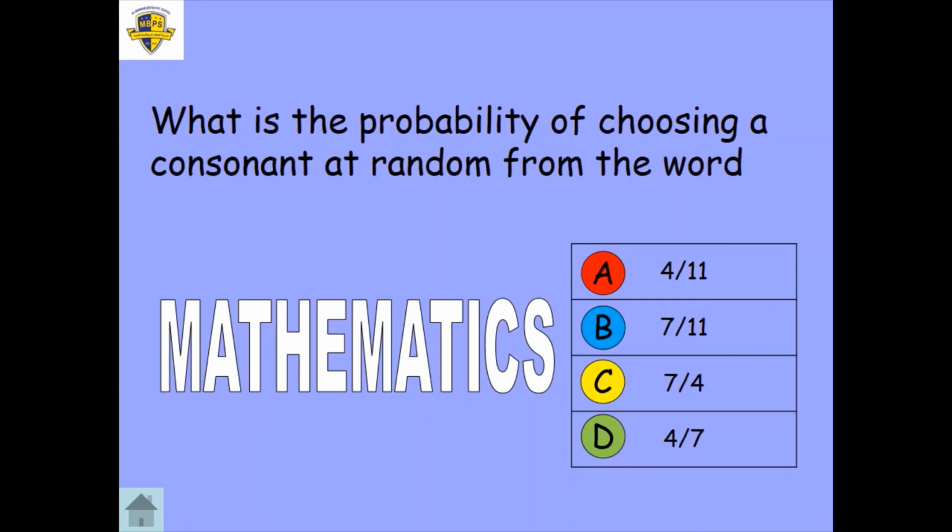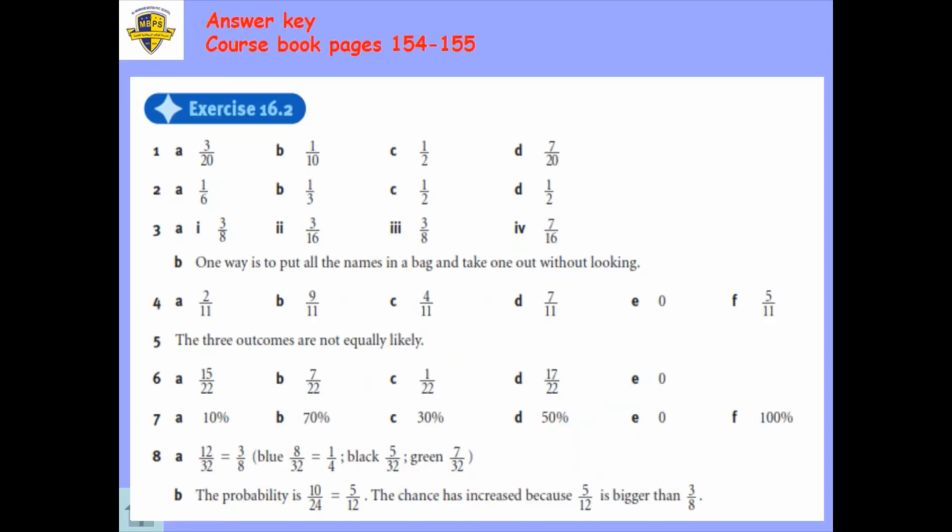Last example, what is the probability of choosing a consonant at random from the word mathematics? Tell me, how many consonants do we have? M, T, H, M, T, C, S. That means 7. So my favorable is 7. Out of possible how many? Yes, 11. So the answer is B, 7 over 11. This is the answer key for your course book, page 154 and 155.